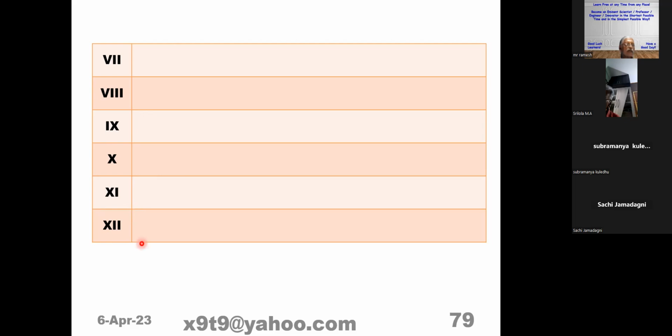12th is called Mokshasthana. It is also expenses and losses. So profit is in 11th, 12th there is losses. And it is also called Mokshasthana. That means it is something called as Bidugade. Liberation.